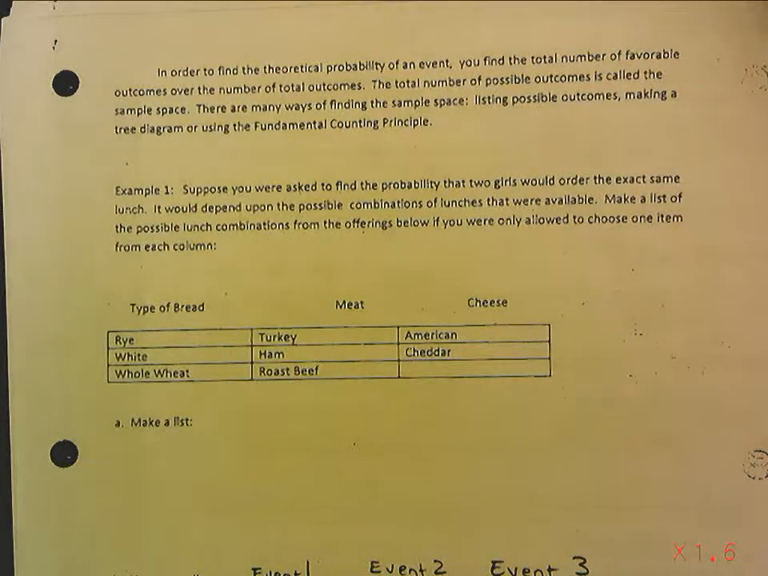Now, suppose you turn to page 6 in your packet. Example 1 says, suppose you were asked to find the probability that two girls would order the exact same lunch. It would depend upon the possible combination of lunches that were available. So we are going to find the sample space using 3 different methods. One method is listing possible outcomes, the second method is using a tree diagram, and the third method is using the fundamental counting principle.